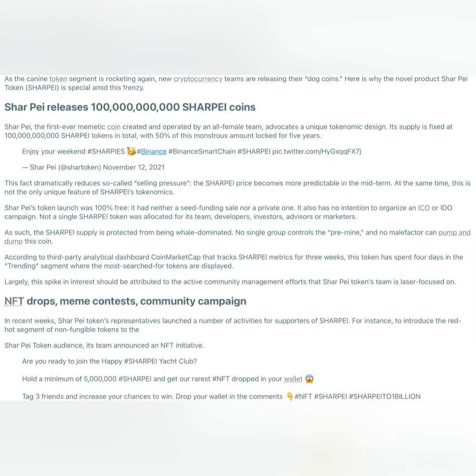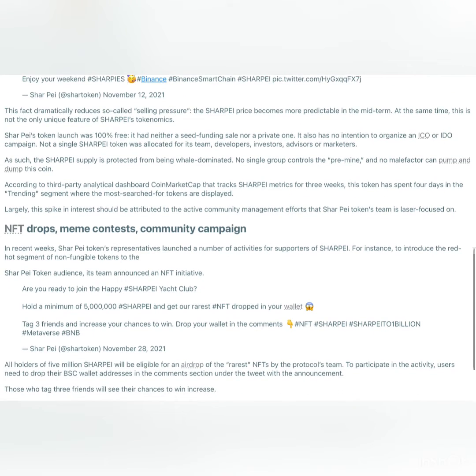Shar Pei is the first ever memetic coin created and operated by an all-family team, and it advocates a unique tokenomics design. Its supply is fixed at 100 billion Shar Pei tokens in total, with 50% of this monstrous amount locked for 5 years. This fact dramatically reduces so-called selling pressure. The Shar Pei price becomes more predictable in the mid-term.